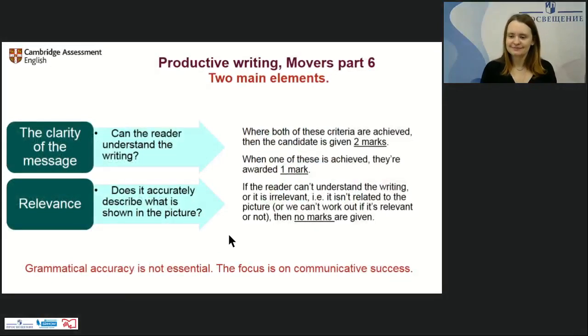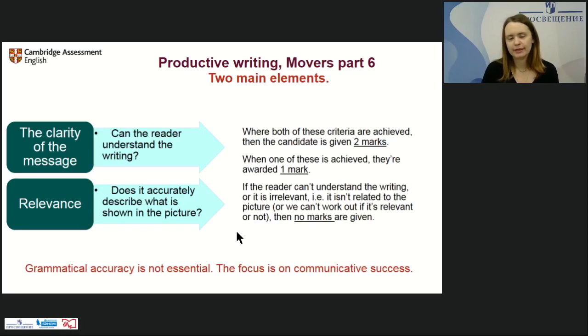Okay. If we look at productive writing, there are 2 main elements for Movers. The first one is the clarity of the message. Do we understand what the person means? And how much time do we spend to understand that? And the second one is relevance. So is it about the picture? Does it accurately describe the picture?